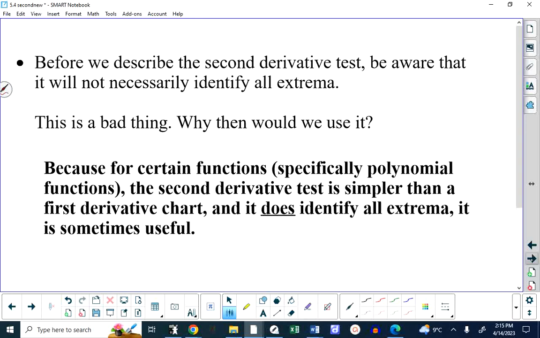When you can use the second derivative test to find max mins, it's quick. And for some functions, it will identify all max mins, specifically polynomial functions. And polynomial functions are defined everywhere, right? They go up and down in different places, depending on the degree. They'll have a certain number of x-intercepts. But they're defined everywhere, and the second derivative test works beautifully for them.